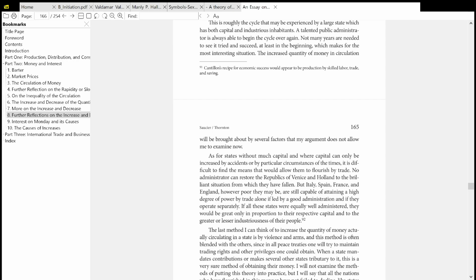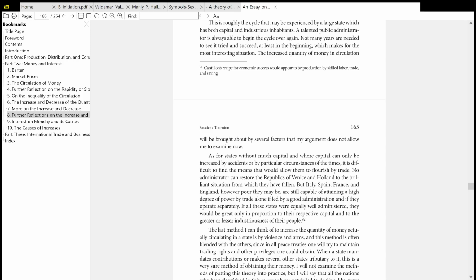If all these states were equally well administered, they would be powerful only in proportion to their respective capital, and to the greater or lesser industriousness of their people, as that's the natural wealth of the land.